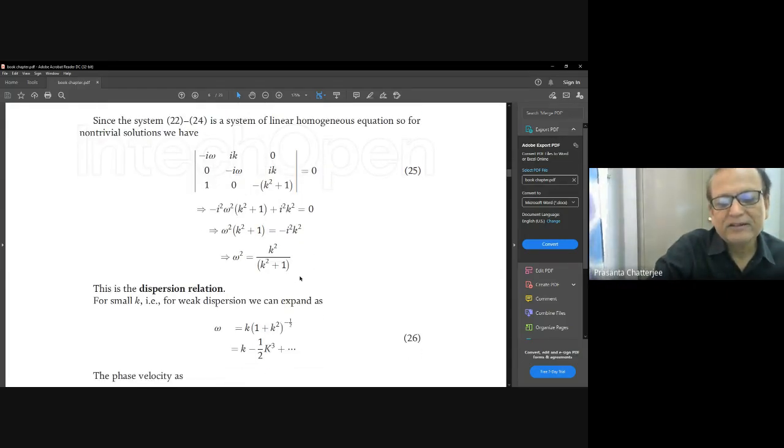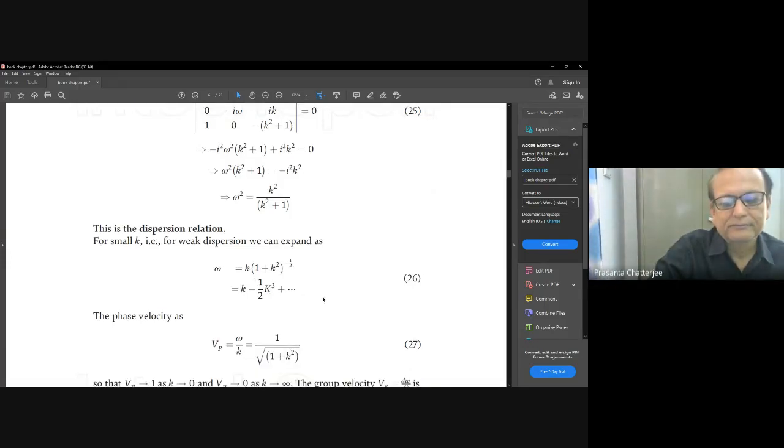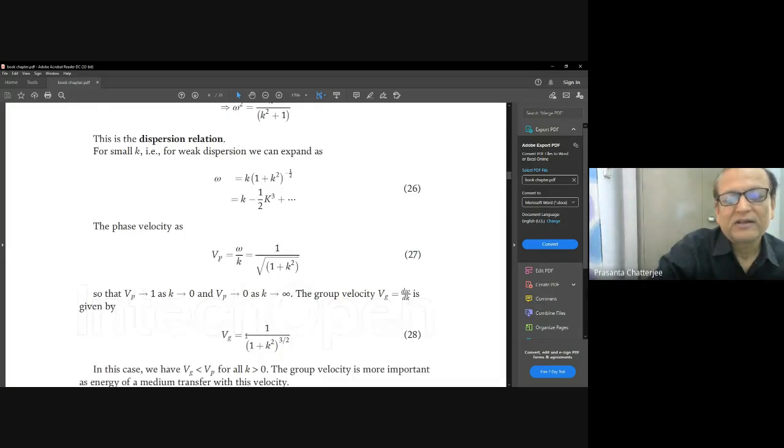From this dispersion relation, we can write omega as a polynomial of k. Again, we know that for a wave, the phase velocity, or velocity of the phase, is written as omega by k, which is a function of k, in the form of equation 27. And the group velocity is d omega by dk. This is again a function of k, which is given by equation 28.